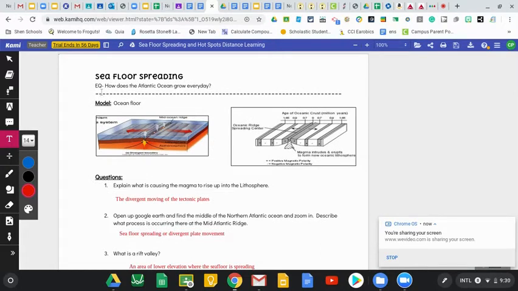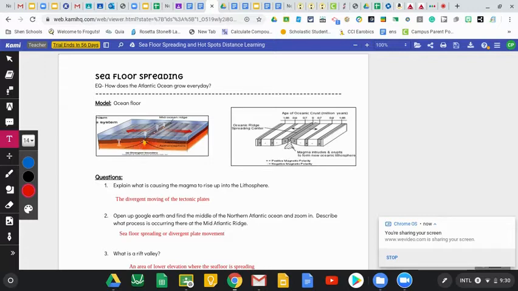Okay, so currently you see this model. It's the ocean floor. You notice you have the asthenosphere right here. The asthenosphere works by convection currents that are being driven by heat from the mantle or inner core, creating all that heat, which is heating up the magma in the asthenosphere. And when things heat, remember, they are less dense, so they're going to rise.